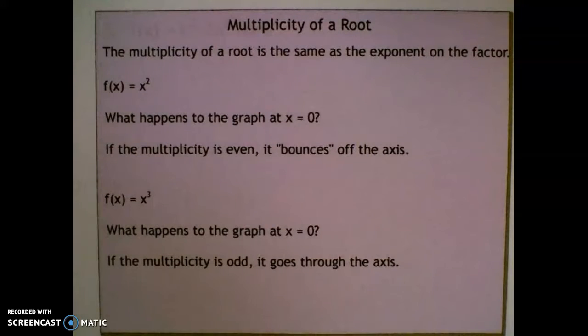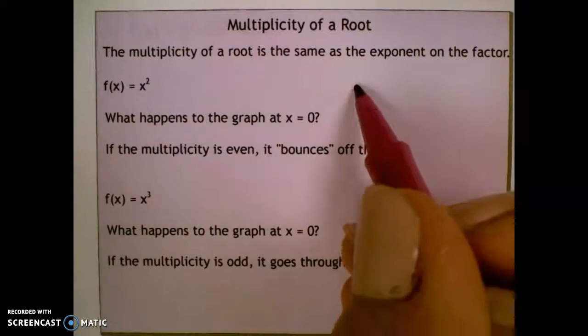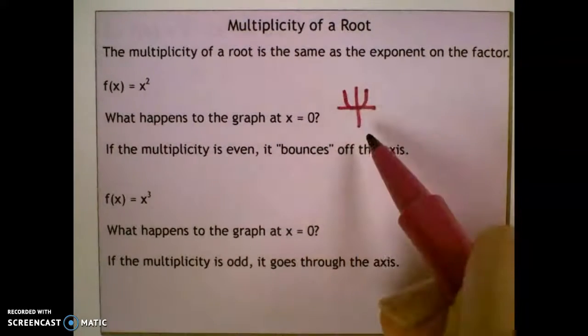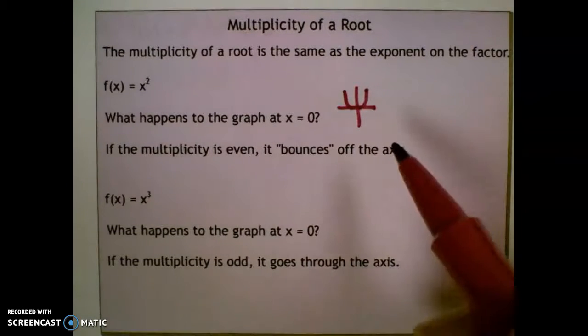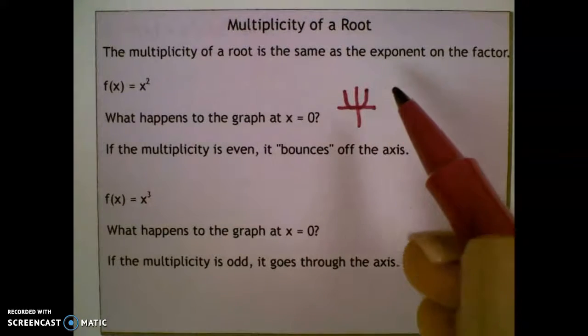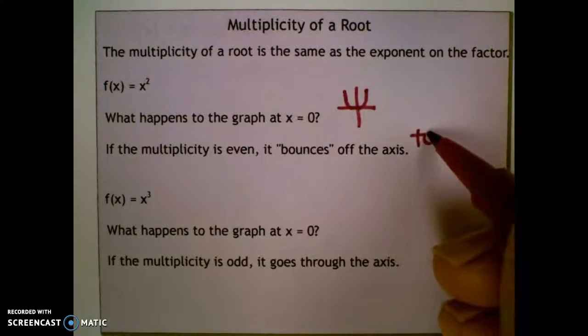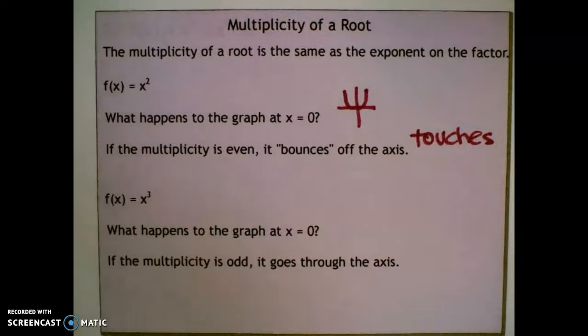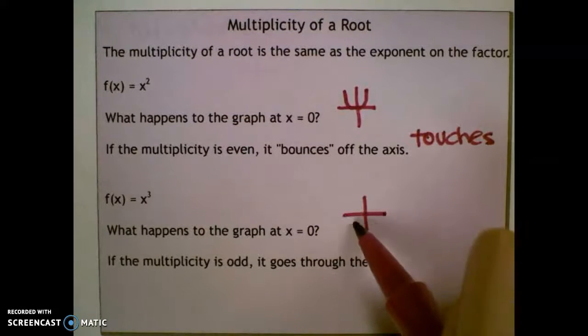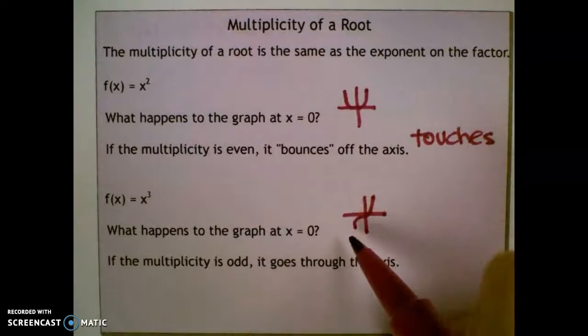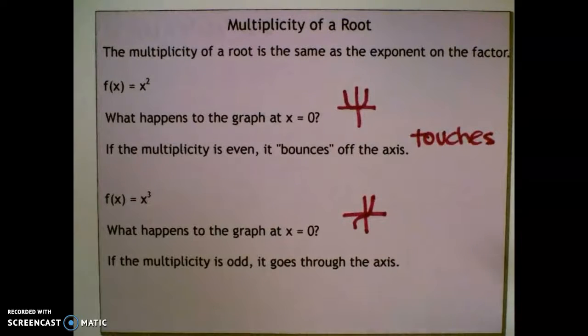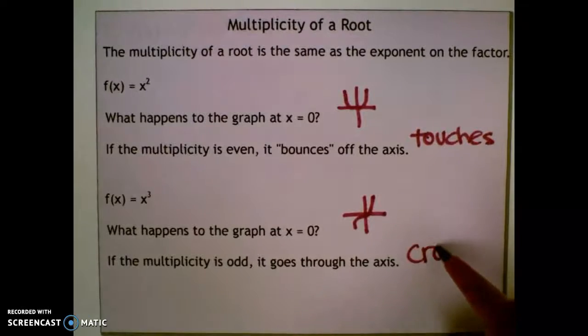But for the multiplicity portion, you need to know that if f of x equals x squared, and it says what does it do at 0? Well, we know it looks like this. What happens is it doesn't cross through the x-axis. It just touches the x-axis and goes away. So we can say it bounces or it touches. Either way. Versus when it's x cubed, it looks like that. Well, now you're crossing through the x-axis. So when the multiplicity is odd, it's going to go through the axis, or we can say cross.